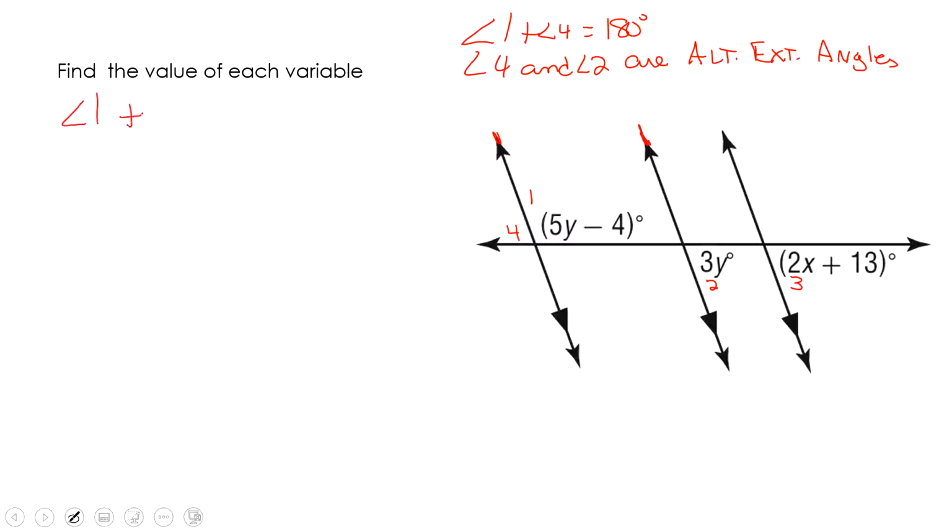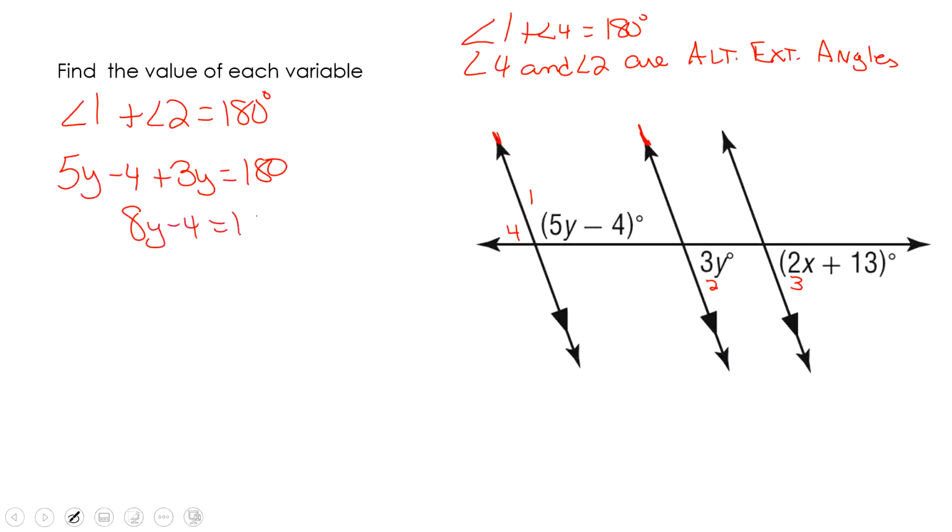Angle 1 plus angle 2 equals 180 degrees. I look and see my equations. So I have 5y minus 4 plus 3y is going to equal 180. I combine like terms and get 8y minus 4 equals 180. We have to move the 4, so we add 4 to both sides. I have 8y now equals 184. You divide by 8, and end up with y equals 23. So I've found y.